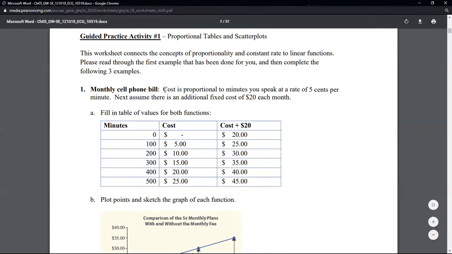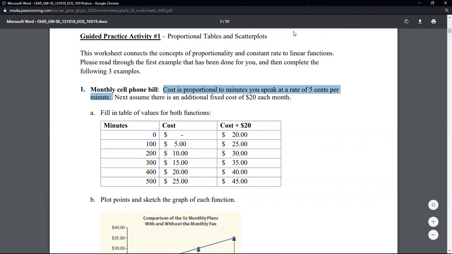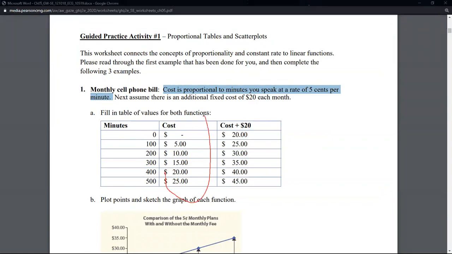So they say that the cost you pay is proportional to minutes you speak at a rate of 5 cents per minute. So that's the first scenario. So when we're talking about the first scenario, we're specifically talking about this column, where these numbers come from. When we say that cost is proportional to the minutes you speak at a rate of 5 cents per minute, that means if you talk 0 minutes, you pay 0 cents or $0. If you talk 100 minutes, you'd be paying 500 cents.